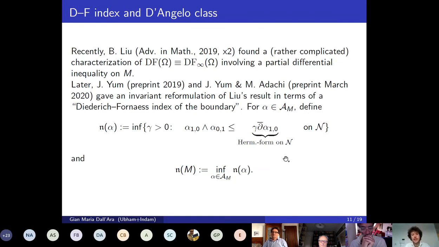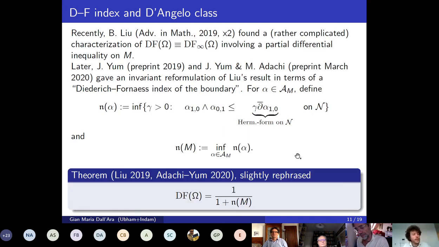Okay, so in other words, the D'Angelo class has associated to it a non-negative quantity, the quantity that I denoted as Gothic N of the class. Now what is the Adachi-Hunt result, which again is, as I said, an invariant reformulation of a result of Liu, which at least was originally stated in C^n, and then of course the invariant reformulation allows you to state it in more general manifolds, but let's think of C^n, it's enough for us. And the theorem is quite simple looking now that we have all the definitions. The Diederich-Fornaess index of omega is just 1 over 1 plus this norm-like object, N of the class.